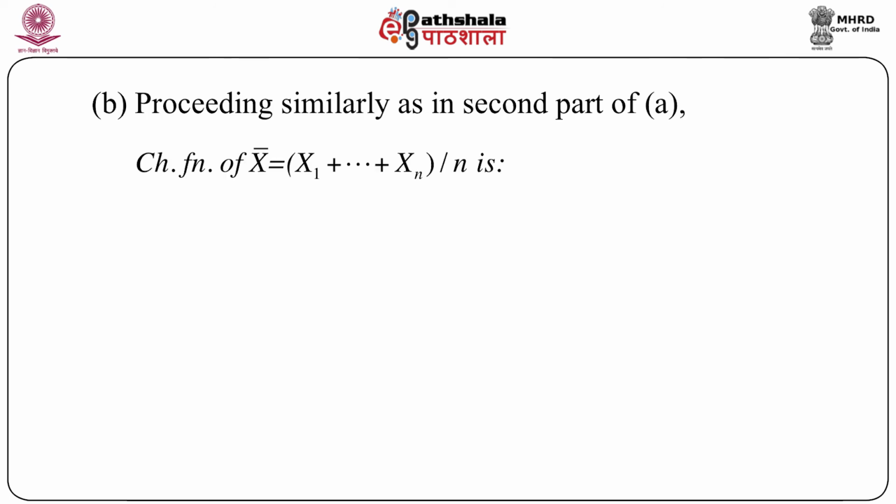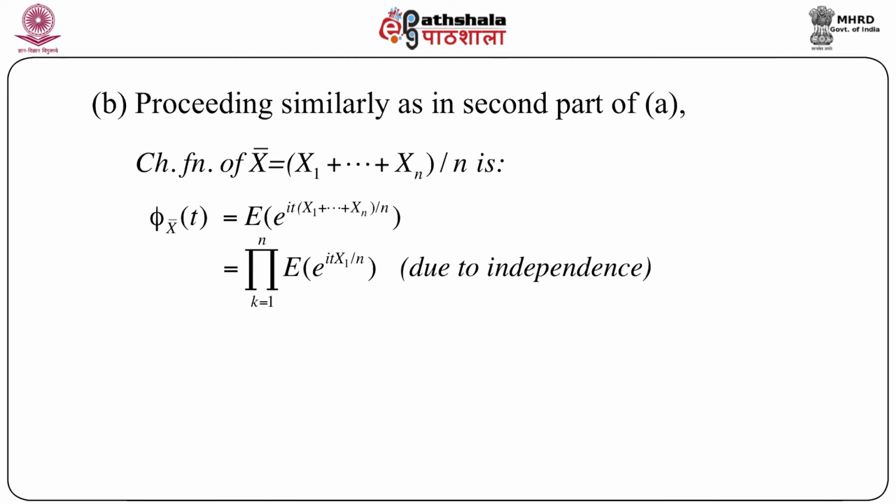So the characteristic function of x bar is capital phi of x bar at t equals expectation of e to the power i t into (x1 plus x2 plus ... plus xn) by n. Again, due to the independence of x1, x2, ..., xn, we can write the product for k equals 1 to n of expectation of e to the power i t xk by n. Now each xk follows standard Cauchy, so replacing t by t by n, we get the characteristic function of a standard Cauchy, which is e to the power minus mod of t by n. Now the product for k equals 1 to n simplifies to e to the power minus mod t.